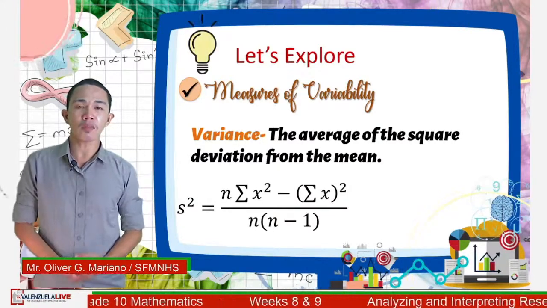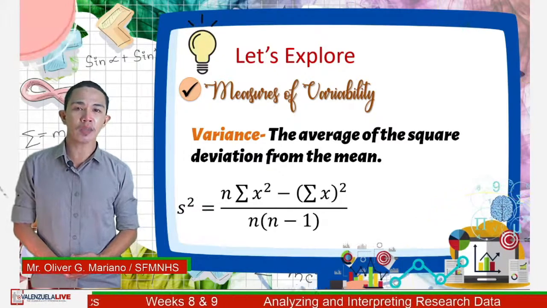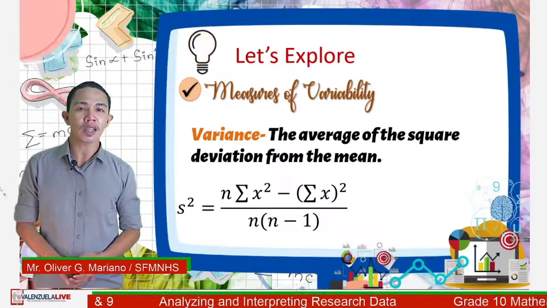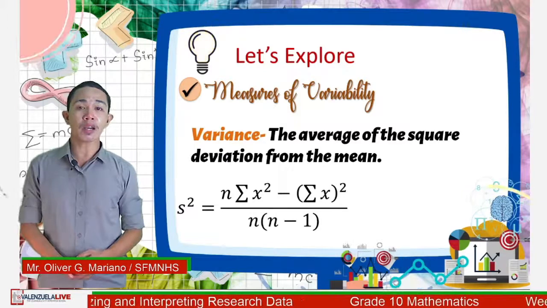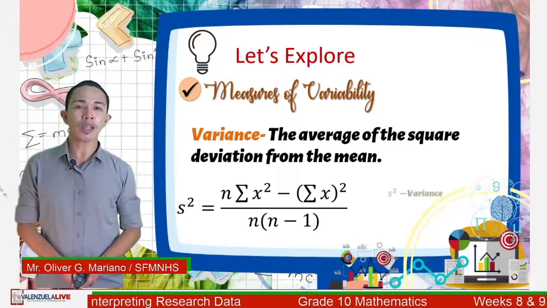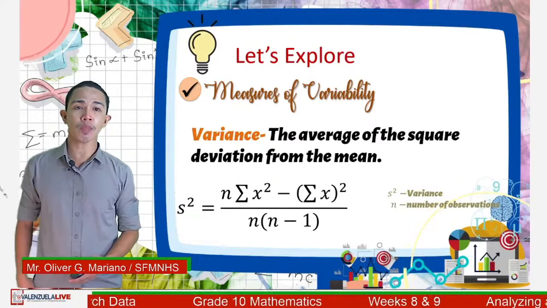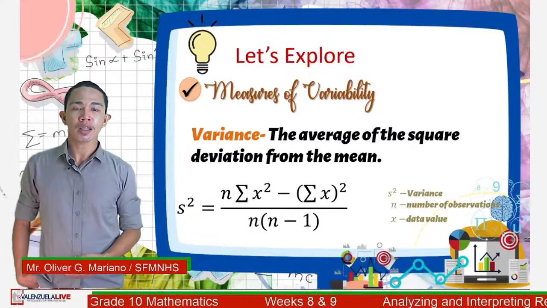So again, we have this alternative formula: s squared is equal to n times the summation of x squared minus the square of the summation of x, all over the product of n and n minus 1. Wherein s squared refers to the variance, n refers to the number of observations, and x refers to the data value.